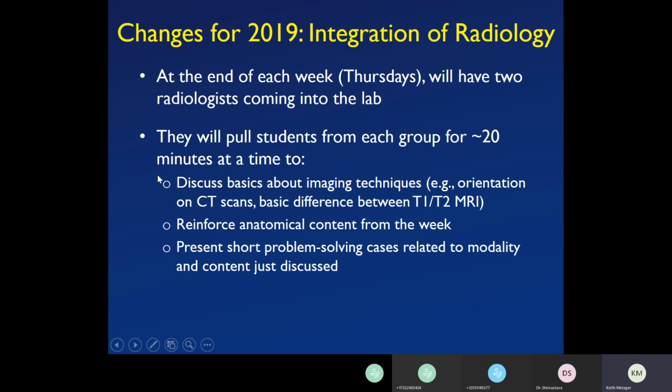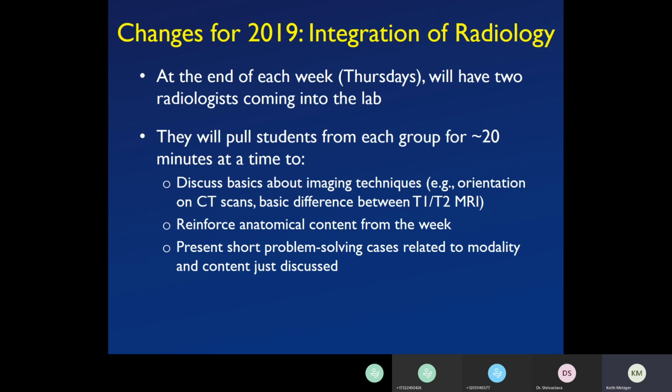In those 20 minutes, they're going to be talking about the basics of imaging techniques, not really focusing too much on the physics of X-ray or CT scan or MRI, but really the practical aspects about these imaging techniques. They are going to reinforce the anatomical content from the week. And then they'll present a short problem-solving case related to the modality and the content just discussed.